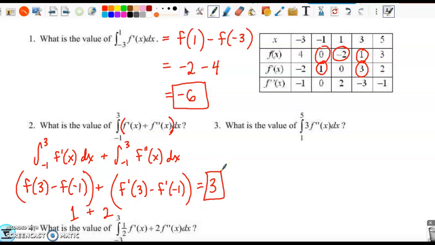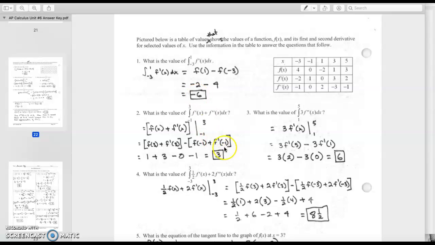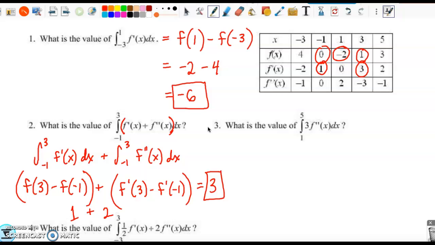As usual, I'm going to check with the answer key: negative 6 and 3. There you go. So notice the notation. Sometimes we write it a little bit differently, but it still works. As you look at the next one, notice that they snuck a little 3 in here. Something we'll learn shortly is that you can just pull that 3 in front. Constants can be moved in front.